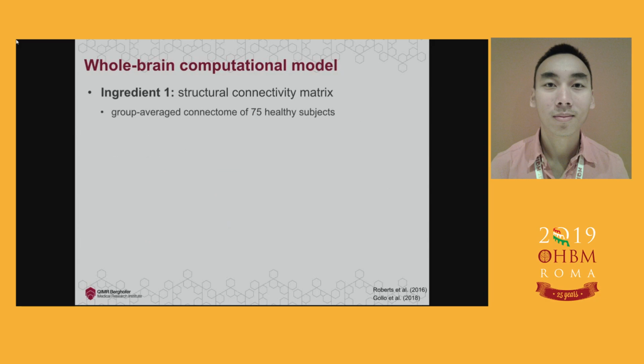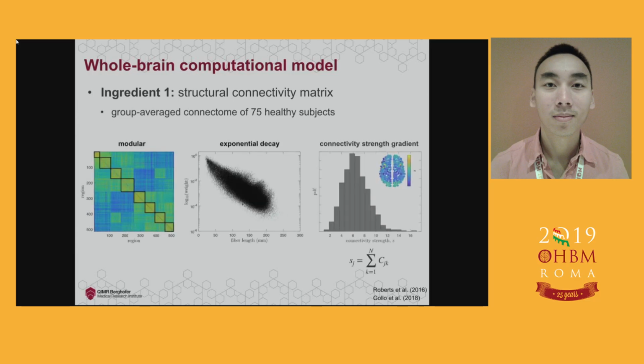Again, we use the structural connectivity matrix, which is an average connectome from healthy subjects, which has three important properties. One, it's very modular. Two, it has an exponential decay in terms of its log weight versus the length between brain regions. And three, it has a gradient of connectivity strength from hubs to peripheries.